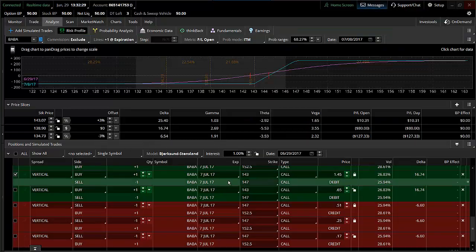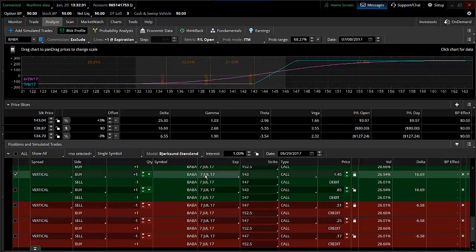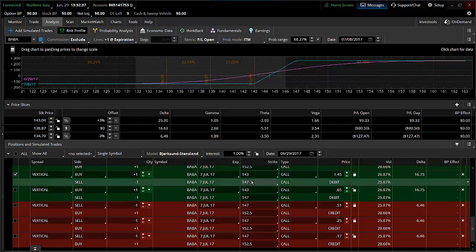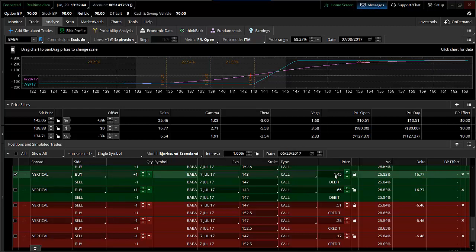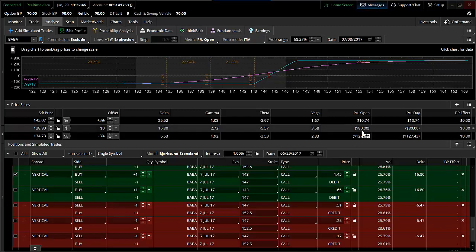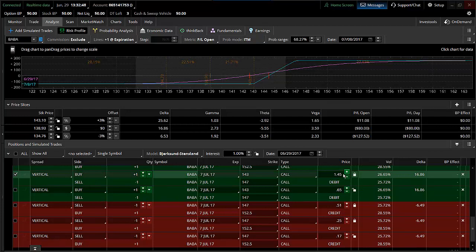So the original trade set up yesterday was buying the July series. This is expiration a week from tomorrow, the 143, 147. We were looking for a target to 148, so we put our price on our call debit spread at 147, just right in front of that. $1.45 debit. So this was looking really good. At one point yesterday, this was up by about 25 cents.